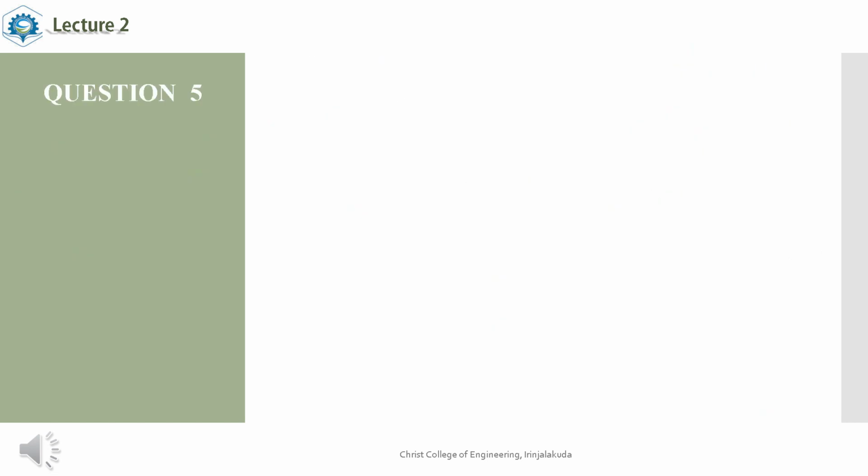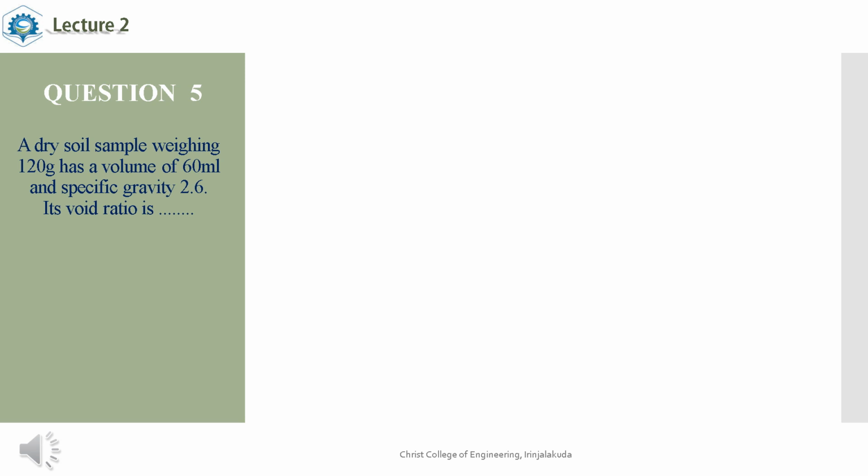Coming to question number 5. A dry soil sample weighing 120 gram has a volume of 60 ml and specific gravity 2.6. Its void ratio is, and the options are 0.2, 0.3, 0.35 and 0.25. So we have to find out the void ratio. It's a dry soil and the sample is weighing around 120 grams and the volume is 60 ml. The specific gravity is given as 2.6. So we can use this expression in order to solve this problem.